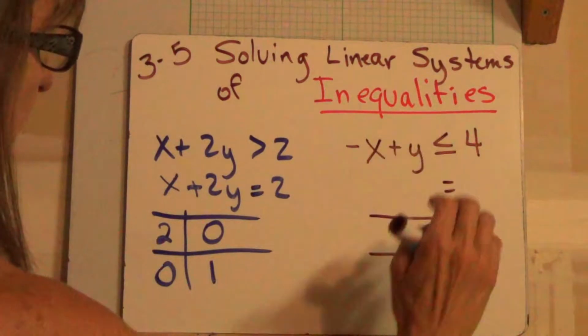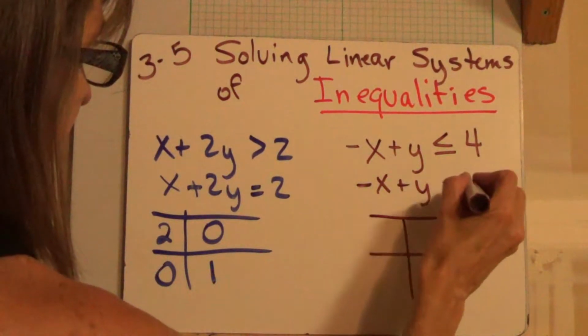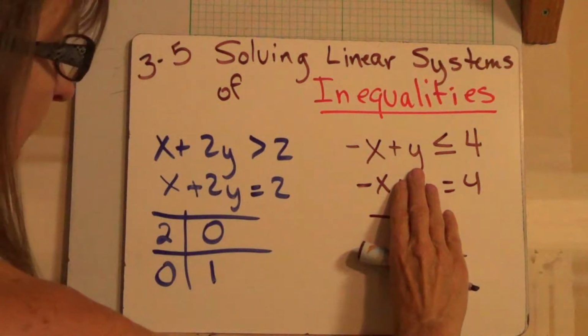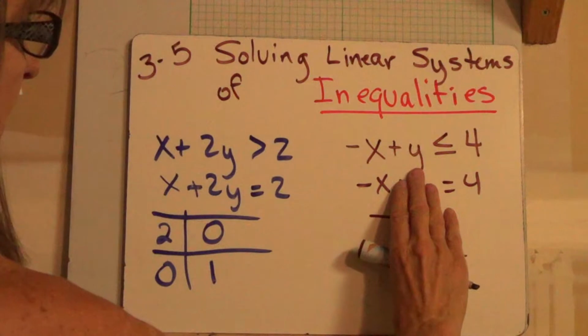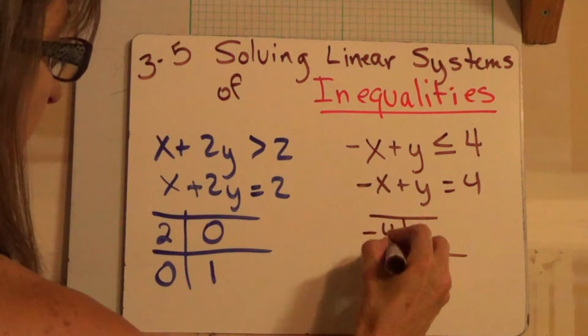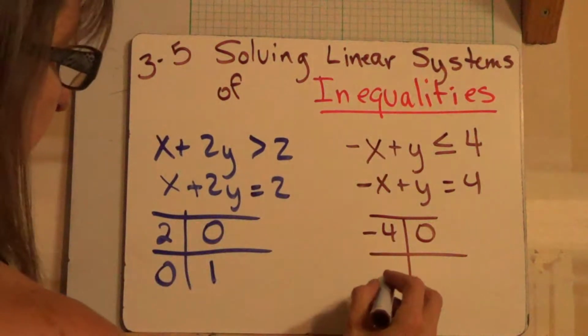Cover that up as though it's 0. Negative x, well, first we need to write it as an equality. Okay, negative x equals 4. So x would have to be a negative 4, so that it's a negative negative to make it positive 4. Cover this one up, y would have to equal 4.